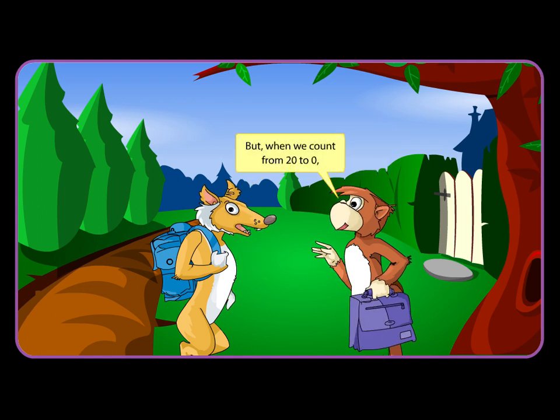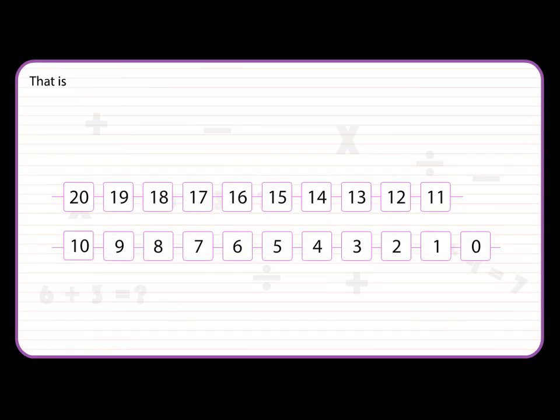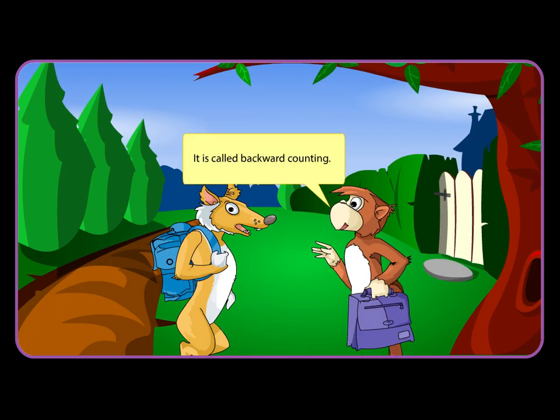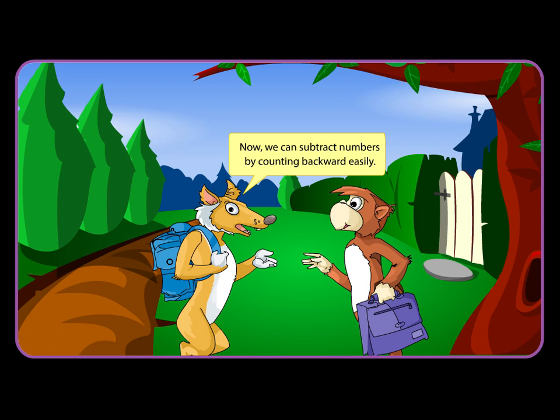But when we count from 20 to 0, that is 20, 19, 18, 17, 16, 15, 14, 13, 12, 11, 10, 9, 8, 7, 6, 5, 4, 3, 2, 1, 0. It is called backward counting. Now, we can subtract numbers by counting backward easily.